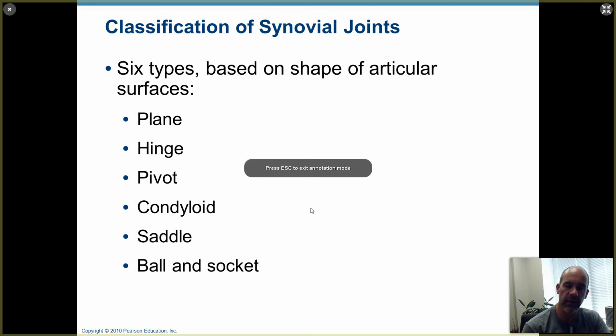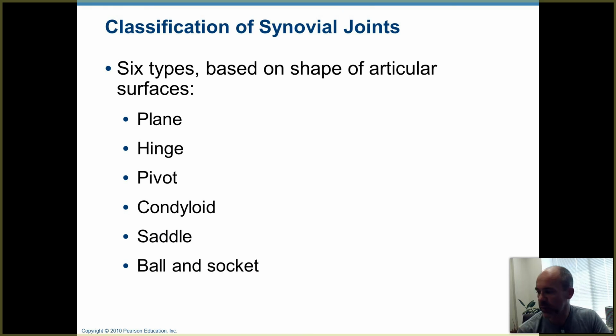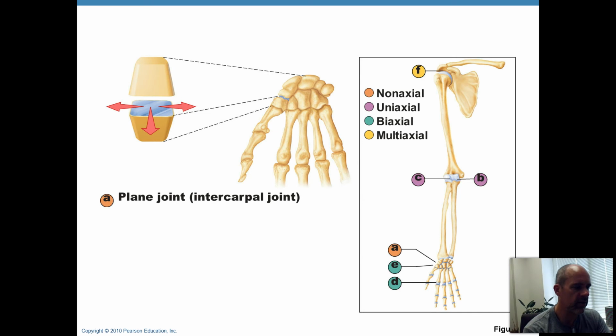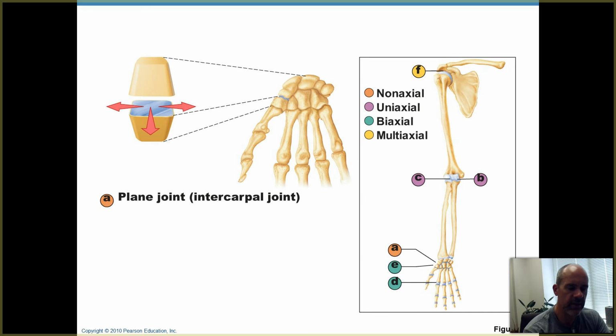You've got plain synovial joints, that are called plain joints or planar joints, hinge, pivot, condyloid, saddle, and ball and socket. Hopefully condyloid is reminding you of condyle from the anatomy section of Unit 3. We talked about several condyles. All right, so let's take a look at some examples of these different types of joints.